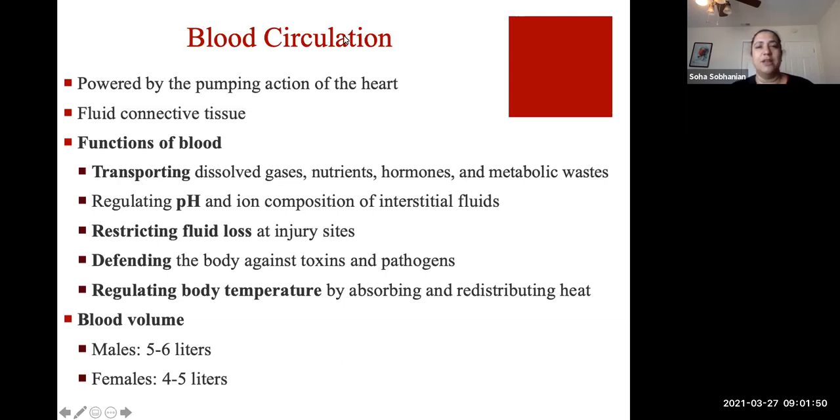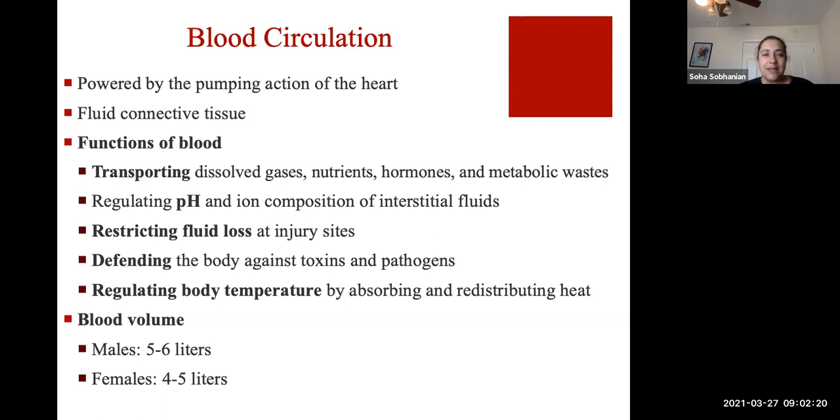So what are the functions of your blood? It is important in terms of transporting gases like oxygen, carbon dioxide, your hormones, nutrients, things like glucose, fats, triglyceride, cholesterol. It removes your metabolic waste, things like urea, uric acid. So transport is kind of already in there. I think a lot of people are already comfortable with that.